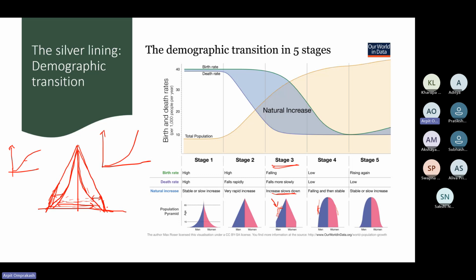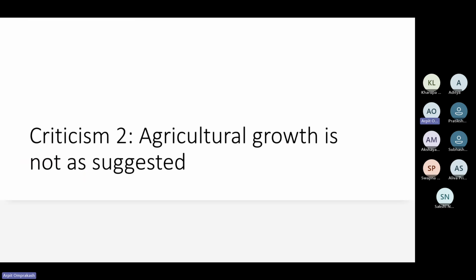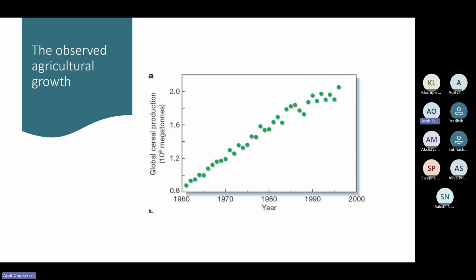And we are currently at this phase of slowdown. Okay. The second criticism that people have is basically that agricultural growth is not as suggested. So Malthus suggested that agricultural growth is arithmetic. So it's basically increasing very slowly over the years. Right. One becomes two, two becomes three, four, and so on.